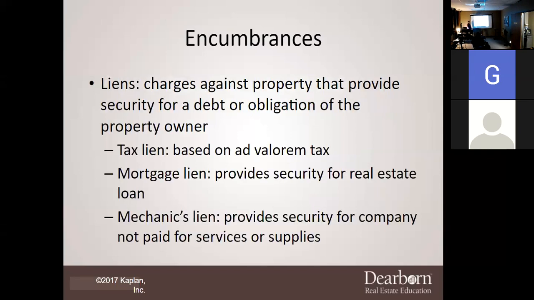Now, when we talk about encumbrances, we have liens, and these liens are charges against the property that provide security for a debt or obligation of the property owners. Now, there are different types of liens, and these different liens are going to have different stances.